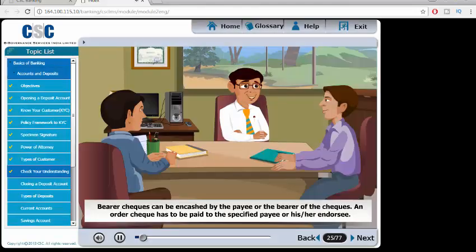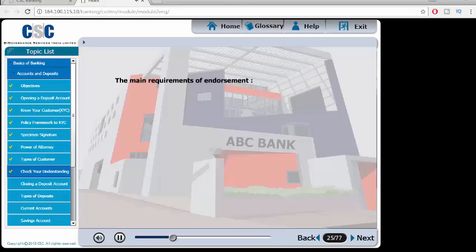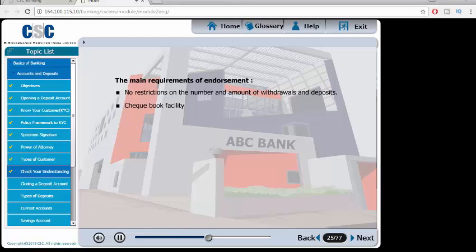Current accounts can be opened by individuals, business entities such as firms and companies, institutions, government bodies, societies, liquidators, receivers, and trusts. Listed below are the main features of current accounts. There are no restrictions on the number and amount of withdrawals and deposits. Checkbook facility is provided to each current account holder. Withdrawals are permitted by checks. Balances in the current accounts do not earn any interest.